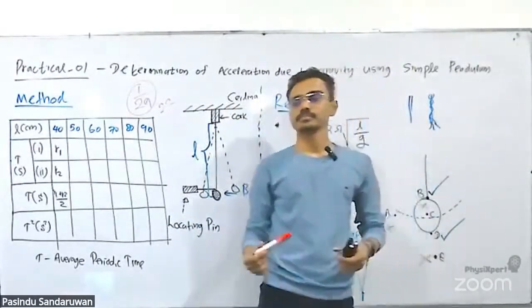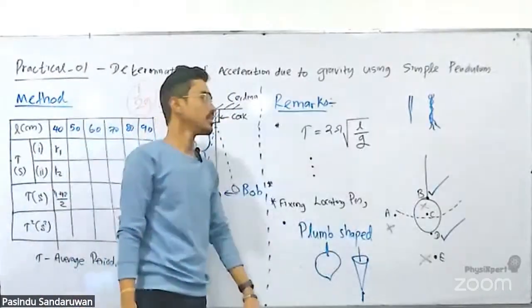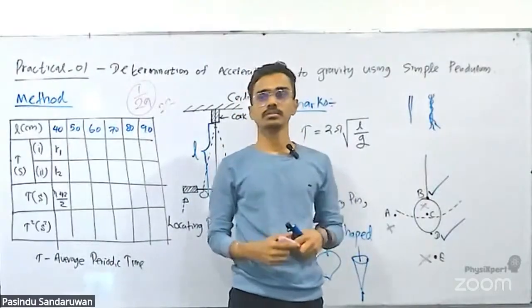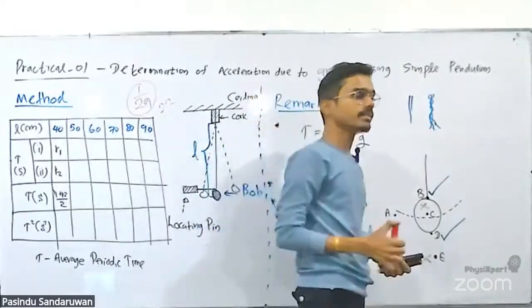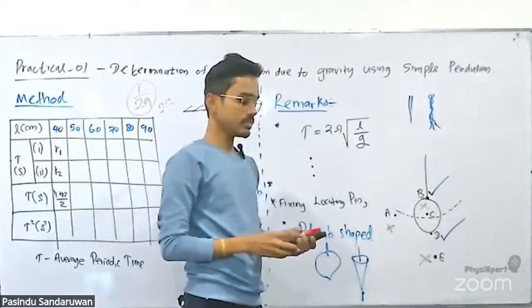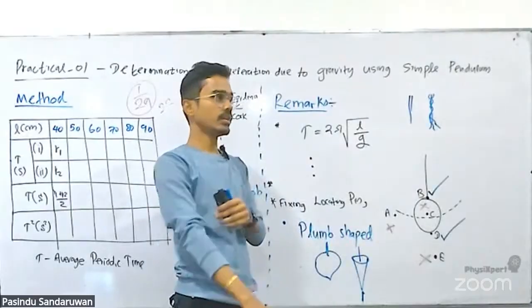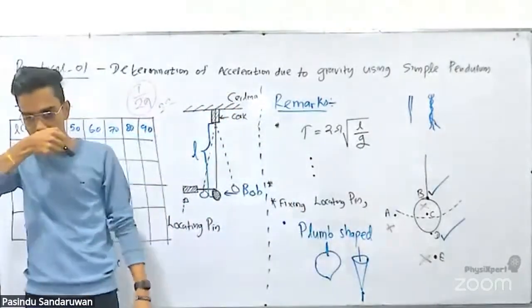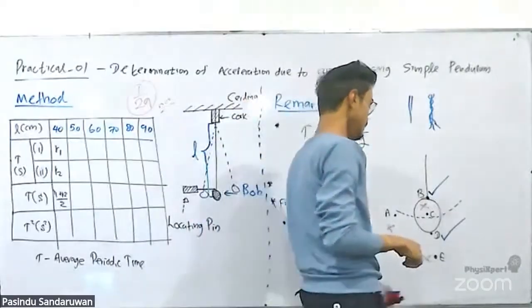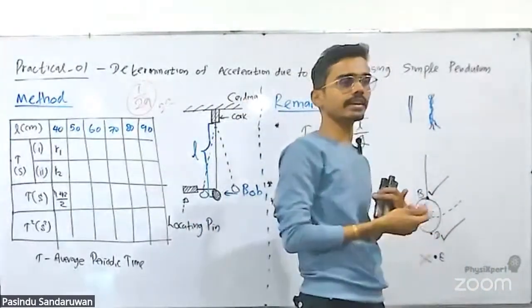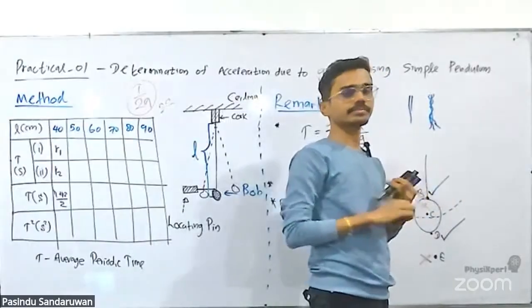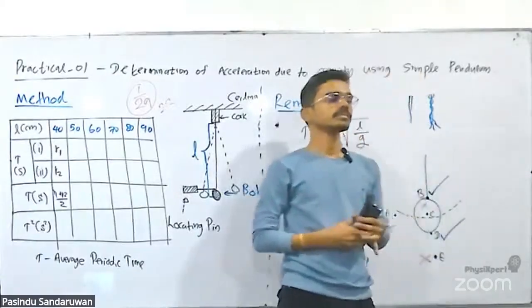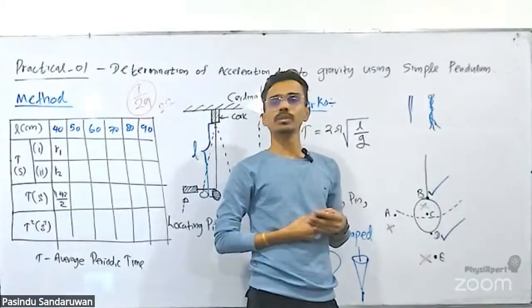Next point. A metallic bob is preferred, since it oscillates for a longer period due to less inertia.